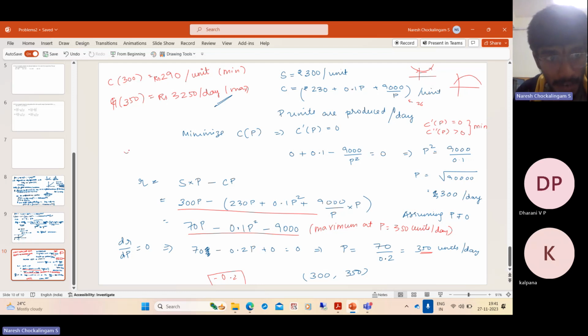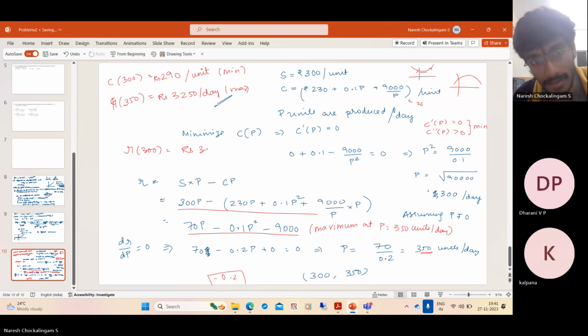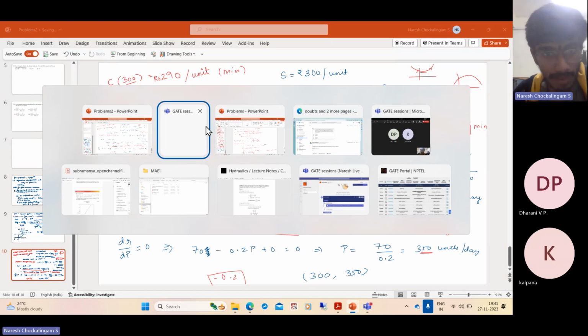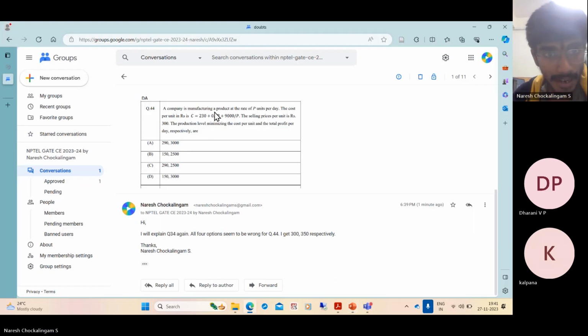Okay, so R of 300 is rupees 3,000 per day. So the profit corresponding to P equal to 300 is rupees 3,000 per day, but that is not the maximum profit. The maximum profit is rupees 3,250 per day, which we obtained by del R by del P equal to 0. And the minimum cost price we obtain by del C by del P equal to 0. So basically the question is not clear.